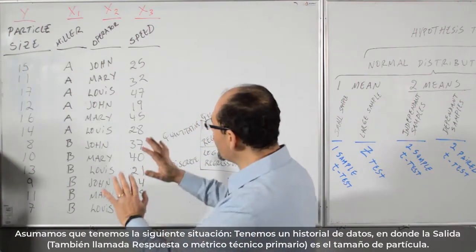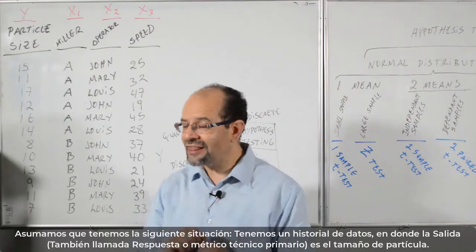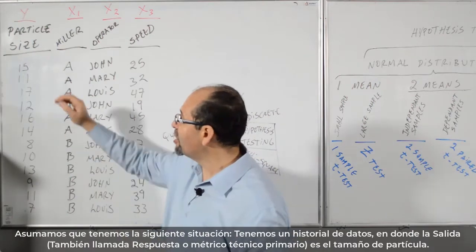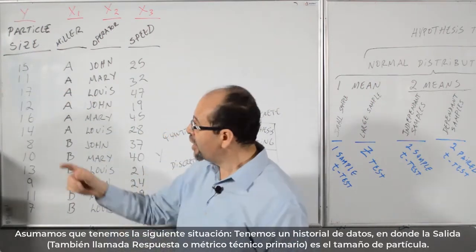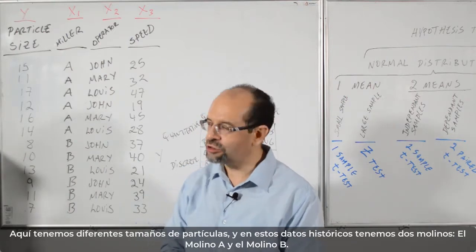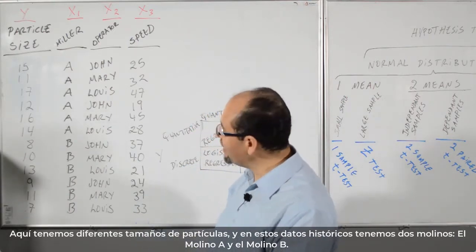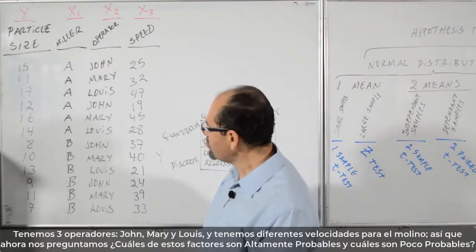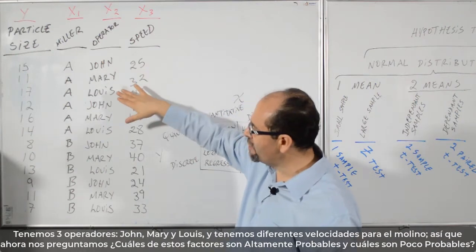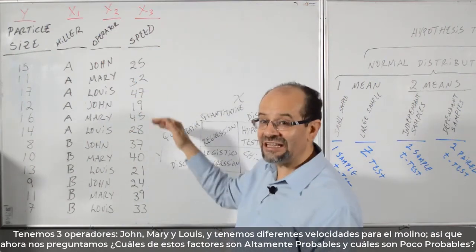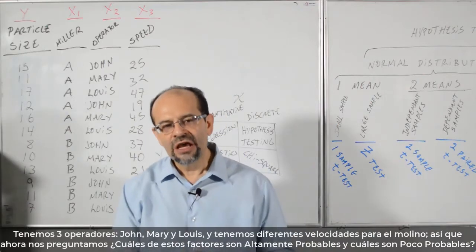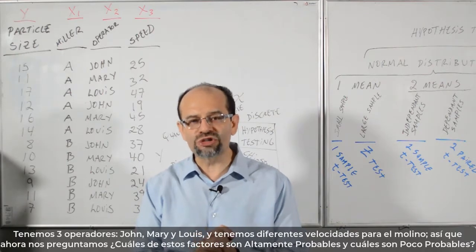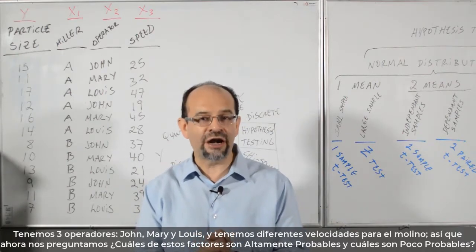Let's assume that we have this situation. We have historical data. We have our output, our response, our technical primary metric, which is the particle size. And we have different sizes of particles. Also from historical data, we have two Millers, Miller A and Miller B. We have three operators, John, Mary, Louis, and we have different speeds for the Miller. And we are wondering which of those factors are highly likely and which are lowly likely.